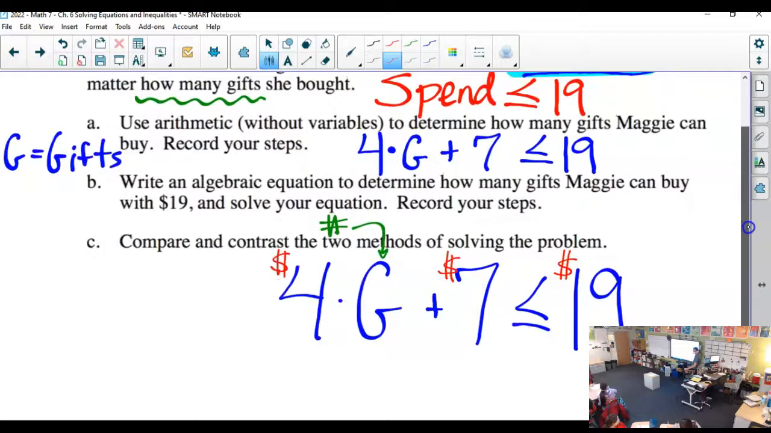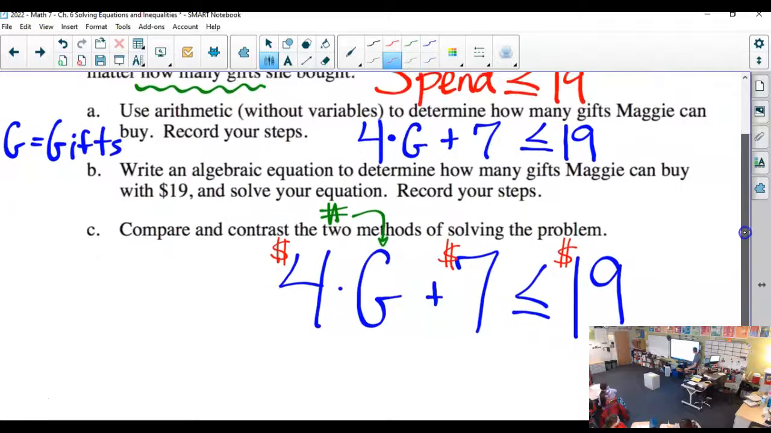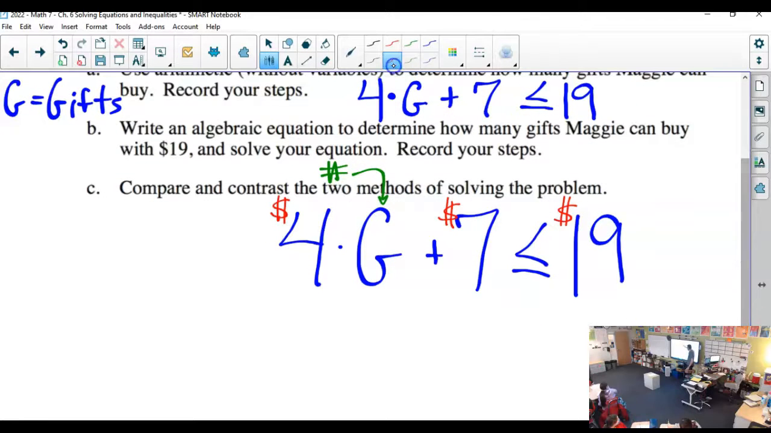You just kind of started playing with it. And then I got 12, and then I added 7 because she's buying everything individually. You're right, so you kind of did guess and check. If I wasn't doing guess and check, though, what, Lucas, could I do first? You do -7 on both sides.